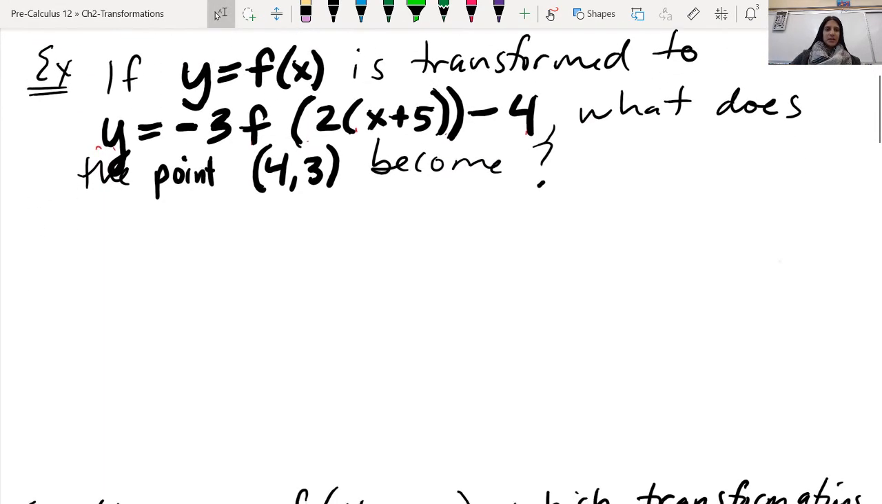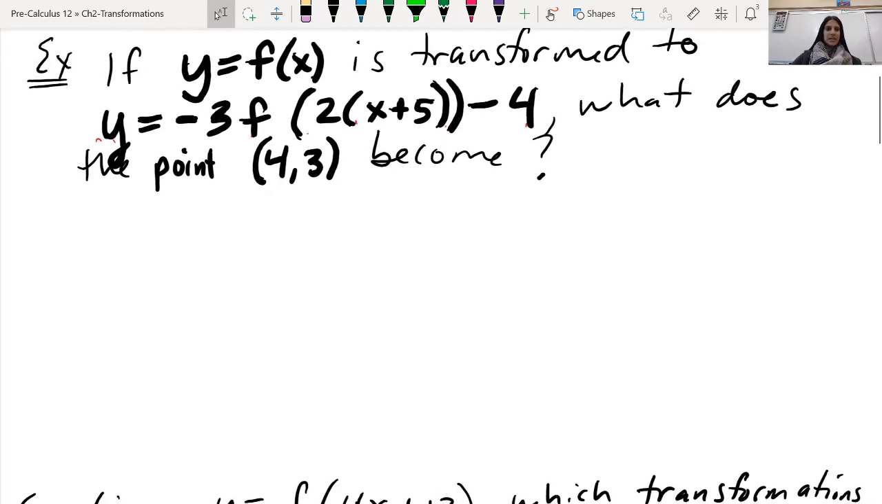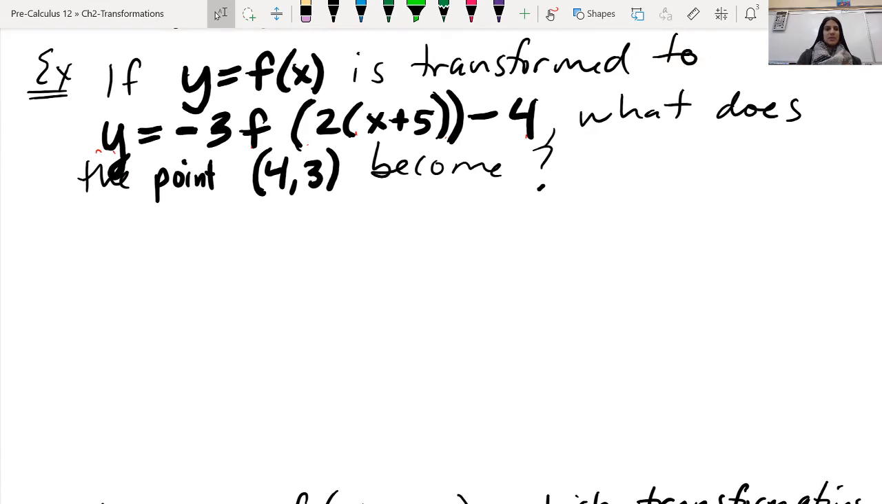So let's start off with our first example. It says if y equals f of x is transformed to y equals negative 3f bracket 2 bracket x plus 5 minus 4, what does the point (4, 3) become? Okay, so we want to figure out what it's going to become.